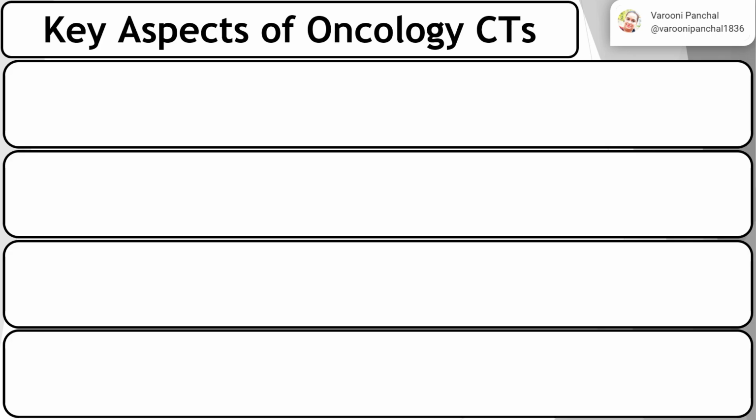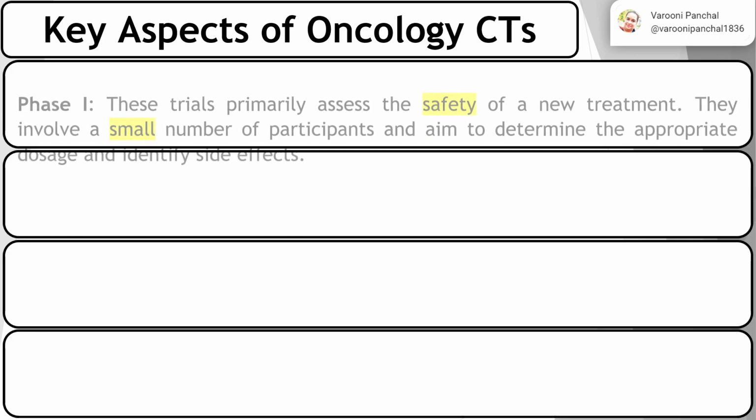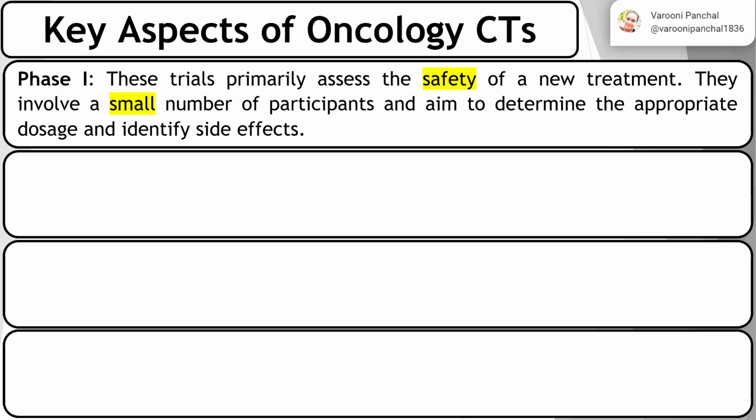Key aspects of oncology clinical trials. Now, the first is a phase 1 clinical trial. Now, these trials primarily assess the safety of a new treatment. They involve a specific small number of participants and aim to determine the appropriate dosage and identify side effects.